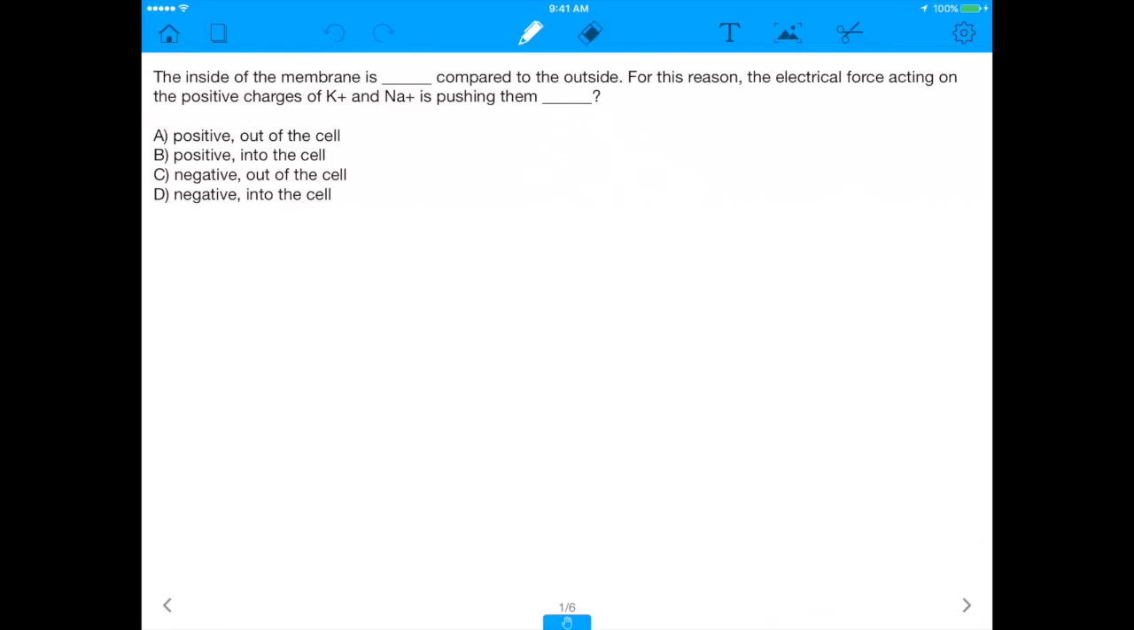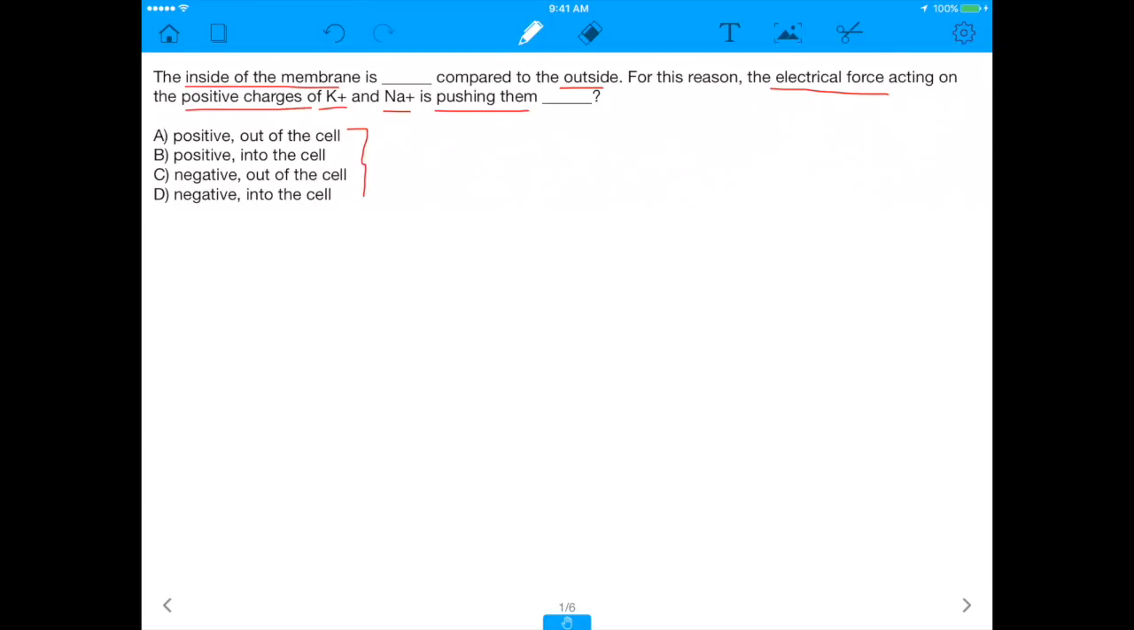Today's question says, the inside of the membrane is blank compared to the outside. So the inside of a membrane is blank compared to the outside. For this reason, the electrical force acting on the positive charges of potassium and sodium is pushing them blank. Inwards, outwards, what do we know?